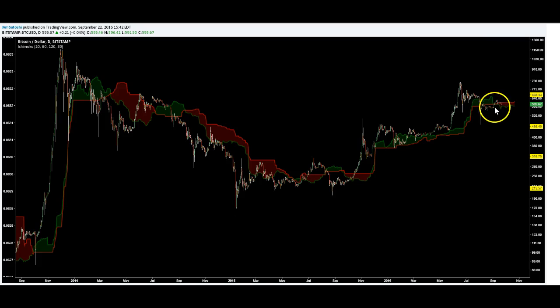But again, that was Bitfinex. So you could say TA should account for fundamental events, TA should reflect fundamental events, whatever. But the point is Bitfinex happened. That's how we got down there.